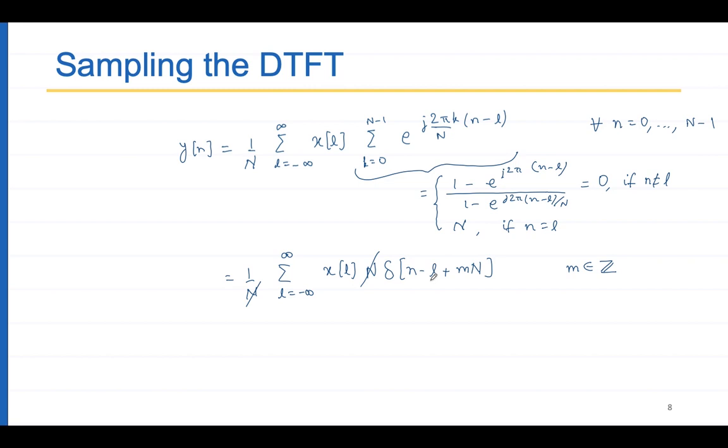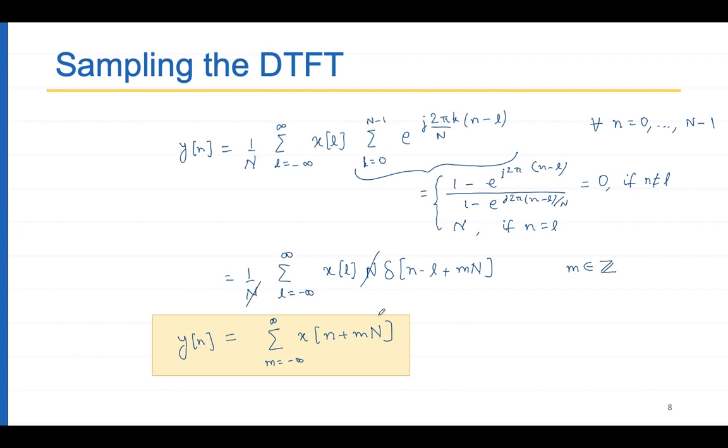Okay, so ultimately what do we obtain? We obtain y of n is simply, so here because it's a summation over L, the L thing will go away because basically delta of this whole thing will be equal to 1 only when this whole thing is equal to 0, which means L is equal to n plus mN. That's what I have done here. So I have replaced L with n plus mN. So this is a formula which we have derived.